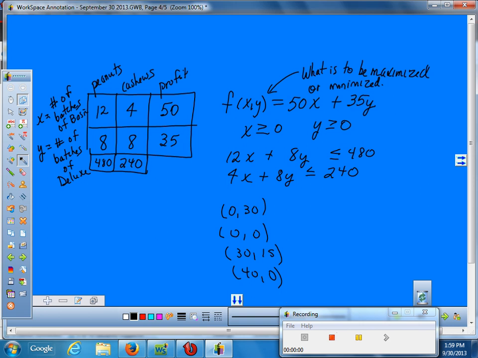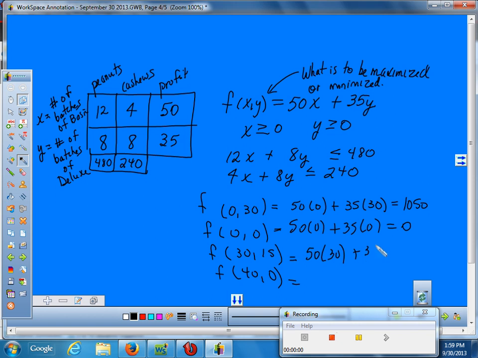What should I do with them? I should put them in the function. So you would put them in this function up here. 50 times 0 plus 35 times 30. That's going to come out to be 1,050. Obviously, what are you going to get when you put (0, 0) in? 0. If I put in (30, 15), 50 times 30 plus 35 times 15, it seems like that should be bigger. And it is. It comes out 2,025.